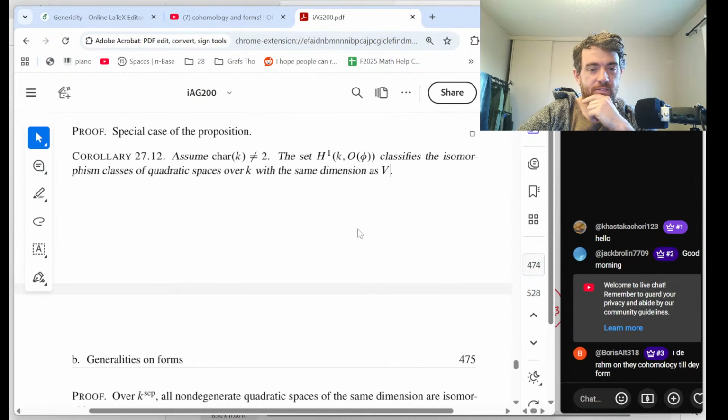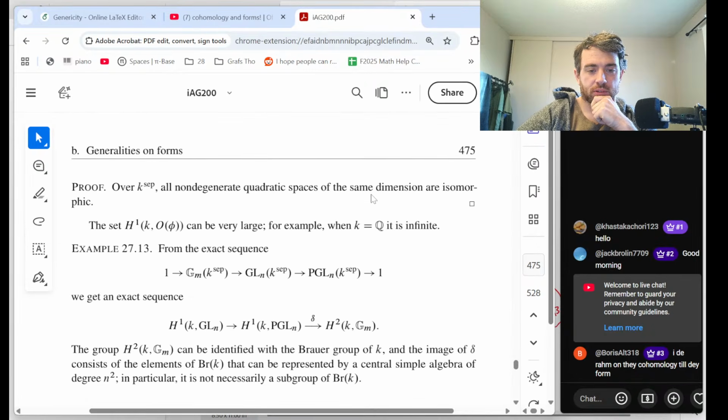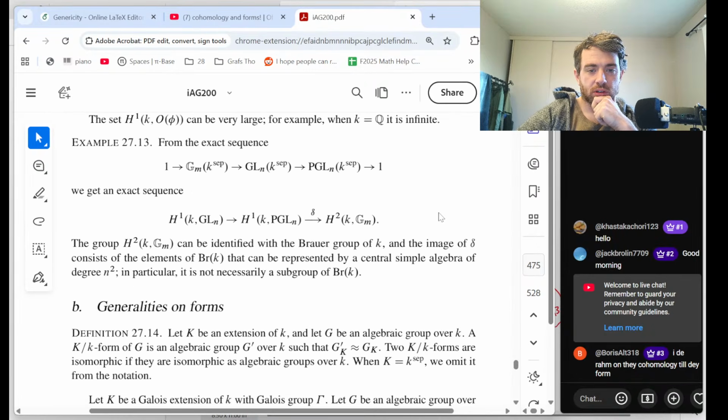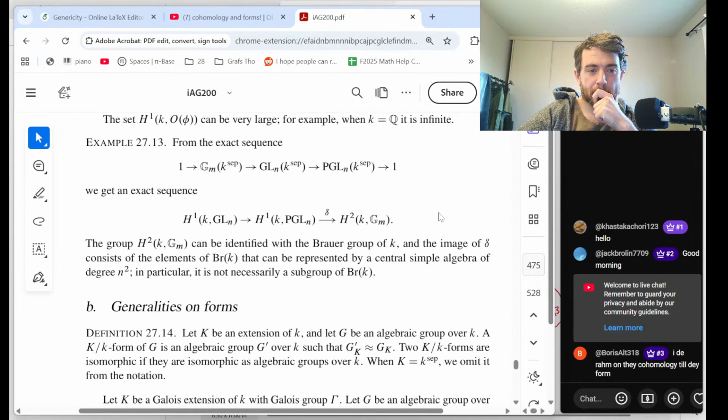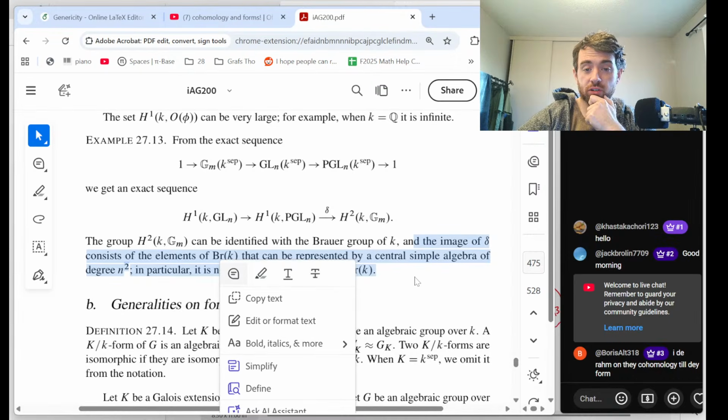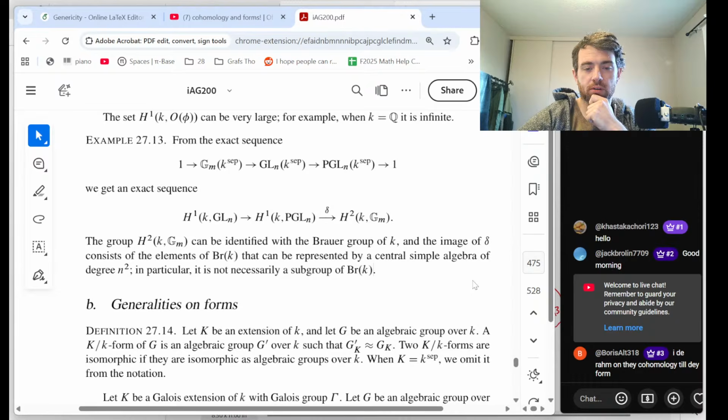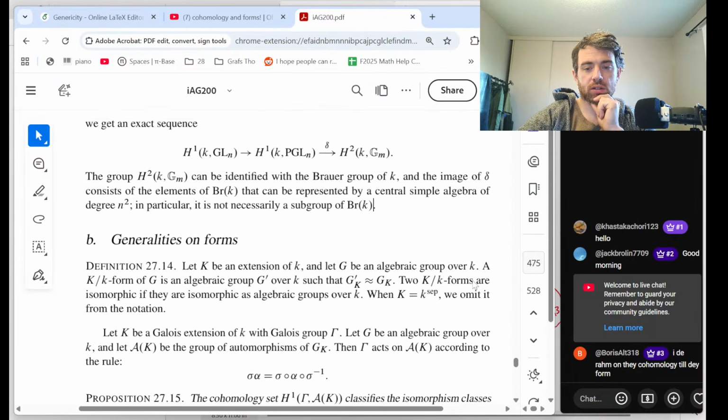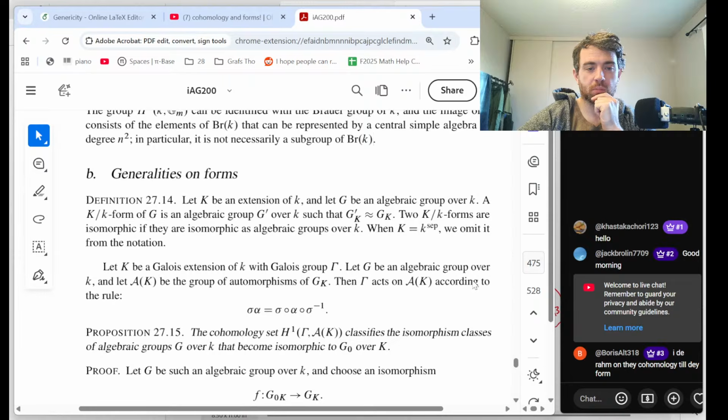Not in characteristic 2 though. It's not a real prime anyways. This can be identified with the Brauer group of K. And the image consists of those elements of the Brauer group represented by a central simple algebra of degree n squared. In particular, it is not necessarily a subgroup of the Brauer group. That's fair. That makes sense.